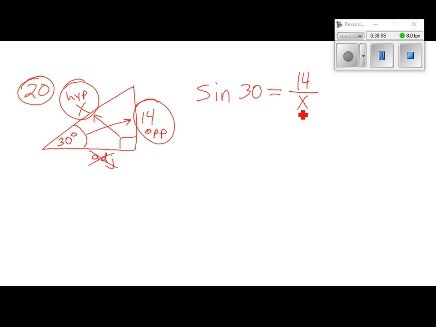Grab your calculator and type in sine of 30. Not secant or anything else, just sine of 30. 0.5? Really? Nothing else? It's 0.5. Huh. Your usual number is your answer.